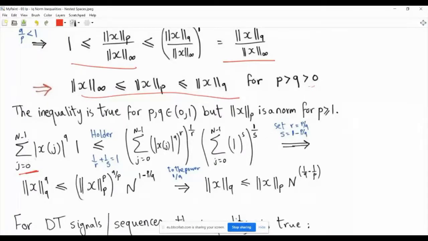We will take the summation j from 0 to n minus 1 of x of j to the power q. Remember, the Holder inequality is a summation involving two things, and it's always good to keep in mind that you can make one of those things the number 1. So you have the summation j from 0 to n minus 1 of magnitude x of j raised to the power q. This will be our starting point. What is this thing? It is the LQ norm raised to the power q, because we do not take the qth root.